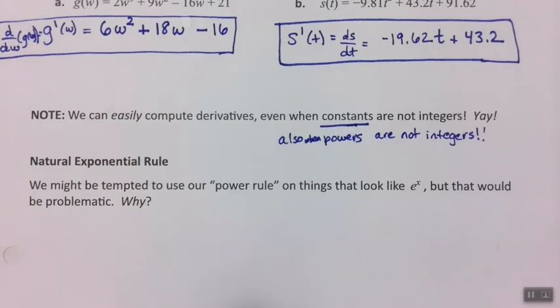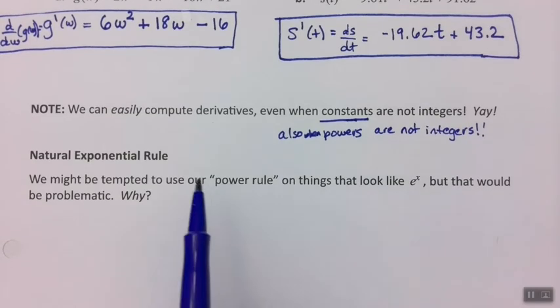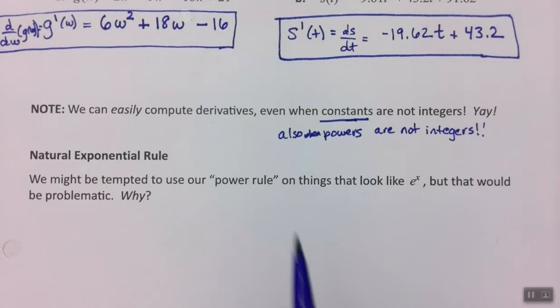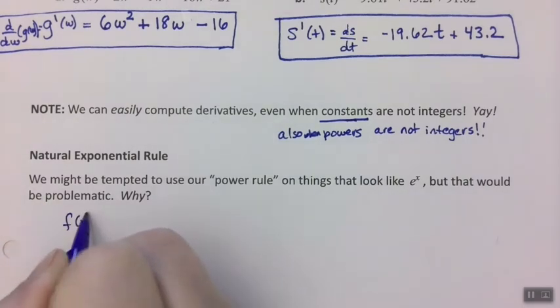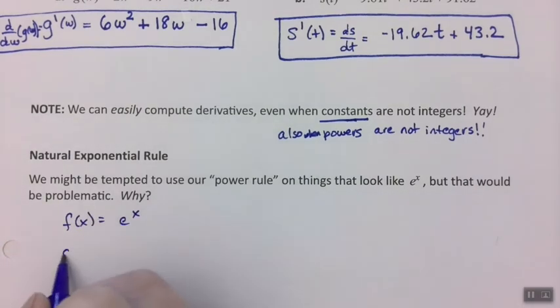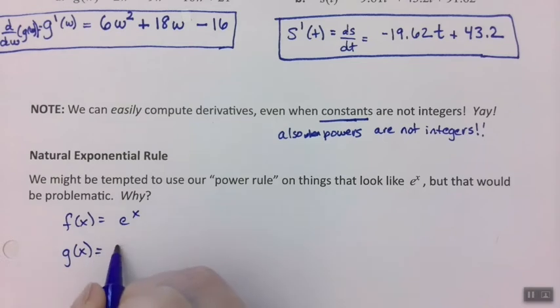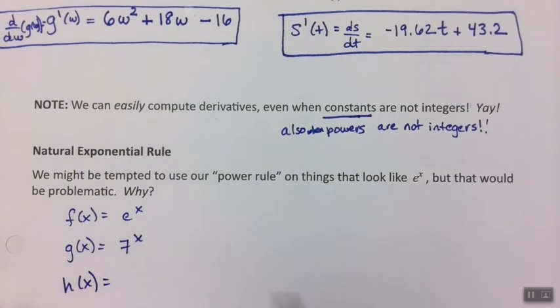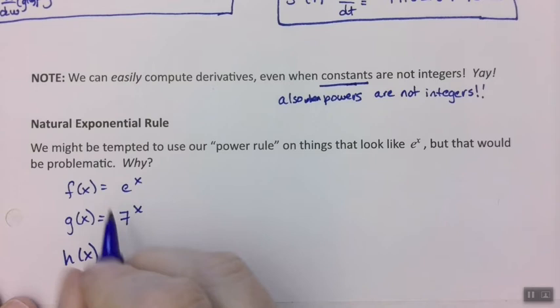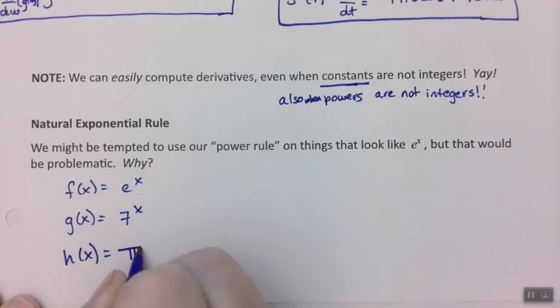Now you might be tempted to use the power rule for exponents. So for something that looks like e to the x. Let me just give you some examples. f of x equals e to the x, or g of x equals 7 to the x, or h of x equals, let me think, pi to the x. Sneaky. Right, so you might be tempted to use this power rule, and a lot of students are.